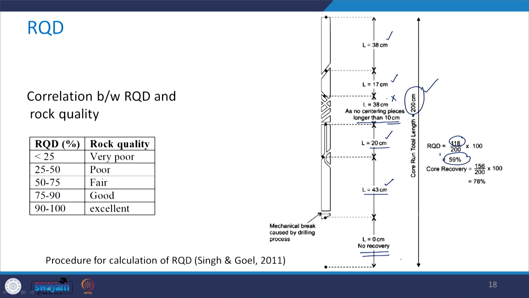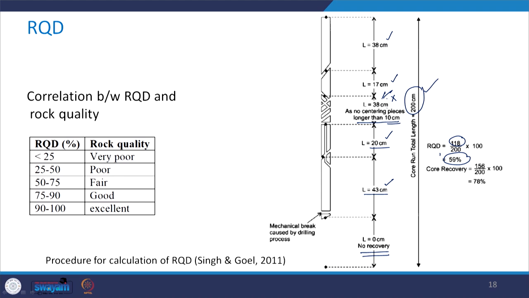Come to the core recovery. Now, in core recovery, whatever is the length of the core pieces that you have got after the drilling, everything you will add up, okay? So in this case, you have to add this 38 as well. So this core recovery will be 156 by 200 multiplied by 100, which is equal to 78%. Please remember, there is a difference between RQD and core recovery. In core recovery, we take all the pieces that have been recovered over the total core run length. But in case of RQD, we include only those pieces which have length greater than or equal to 100 mm. And that's how we find RQD.